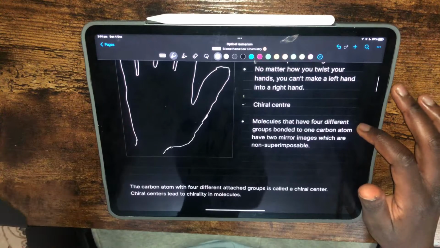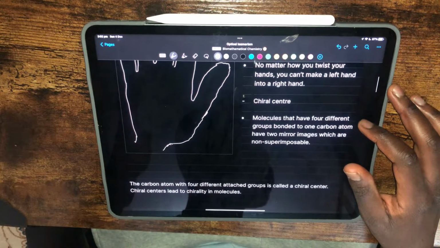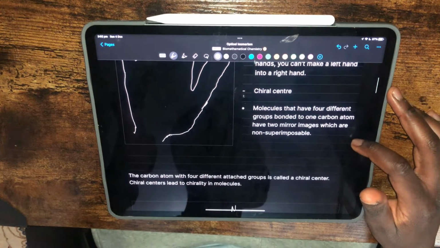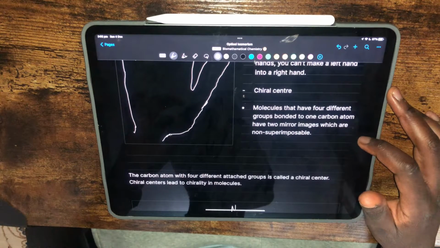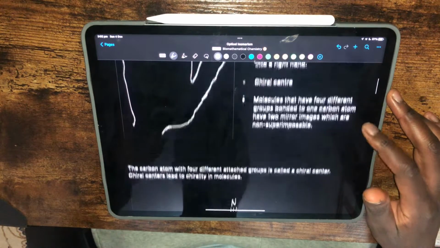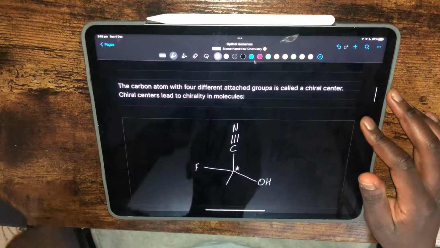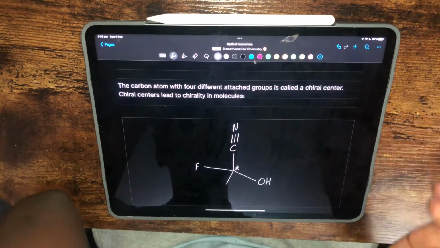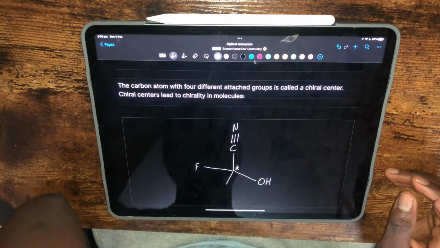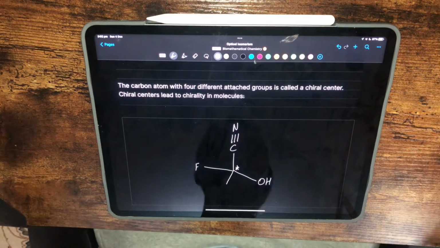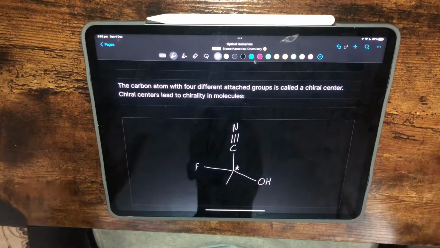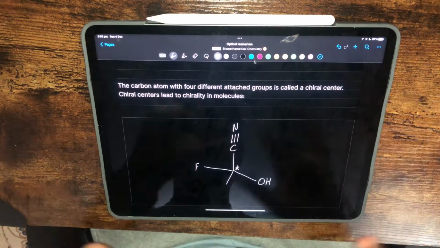Chiral center, right? Molecules that have 4 different groups bonded to one carbon atom have 2 mirror images which aren't superimposable. The carbon atom with 4 different attached groups is called a chiral center. Chiral centers lead to chirality in molecules. So I'll give you an example here, right? If you have a molecule with 4 different substituent groups bonded to one carbon atom, I think the rule can be applied to other atoms as well, but carbon is the only one that genuinely forms 4 bonds. If I'm wrong, I'm wrong. But just say carbon in an exam. That's the best way of saying it.